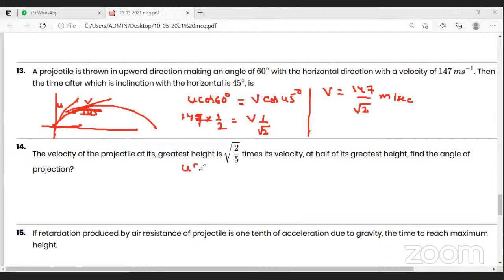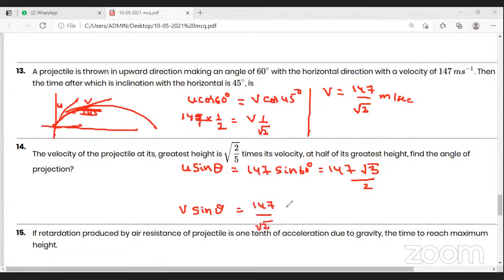What is the vertical component in the first case? Initially u sin theta. That means 147 sin 60 degrees. How much? 147 into sin 60, which is root 3 by 2. And what about the vertical component after some time? We calculated that V is 147 by root 2 into sin 45, which is 1 by root 2. That means 147 by 2. So this is the initial vertical velocity, and this is the final vertical velocity. They are asking to calculate the time taken to go from this velocity to this velocity.